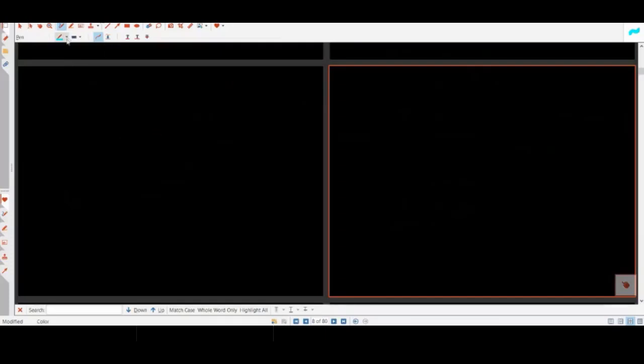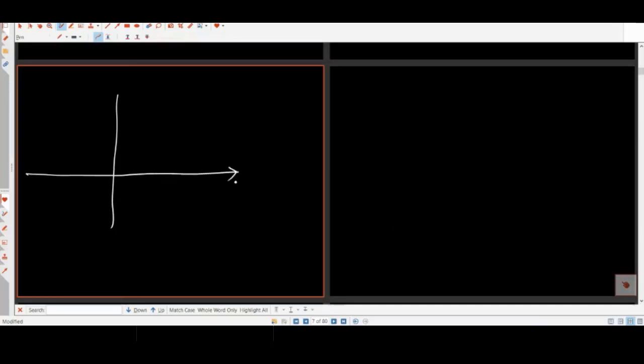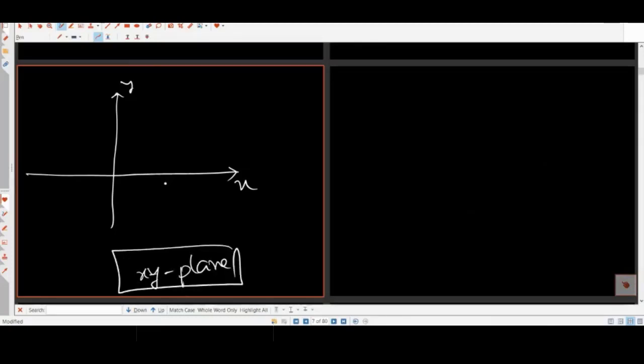we have a line in Cartesian coordinate system. We have xy plane. It is called xy plane or Cartesian coordinate system, x-axis, y-axis, positive x, negative x, positive y, negative y. So this plane is called xy plane.